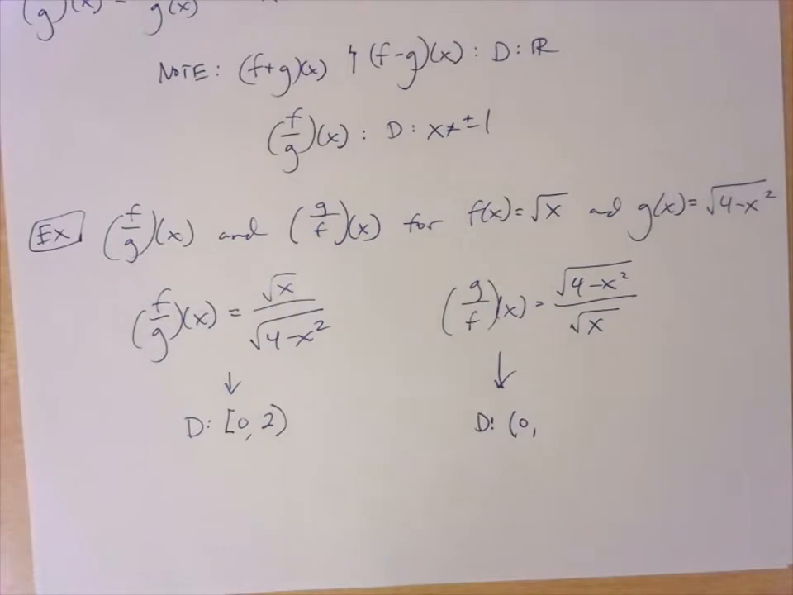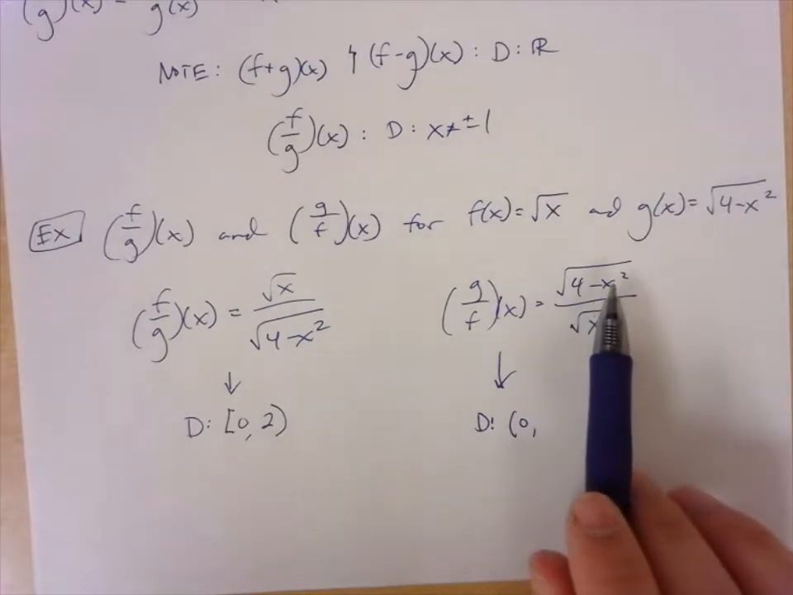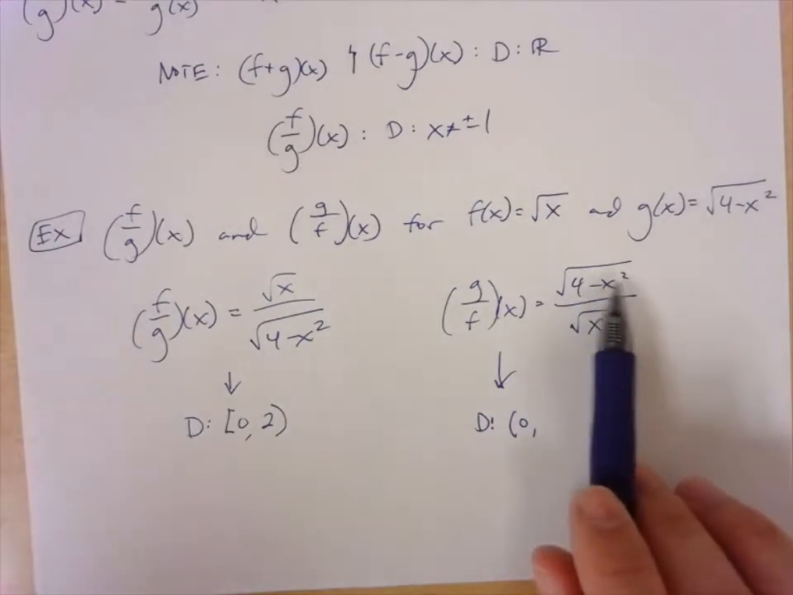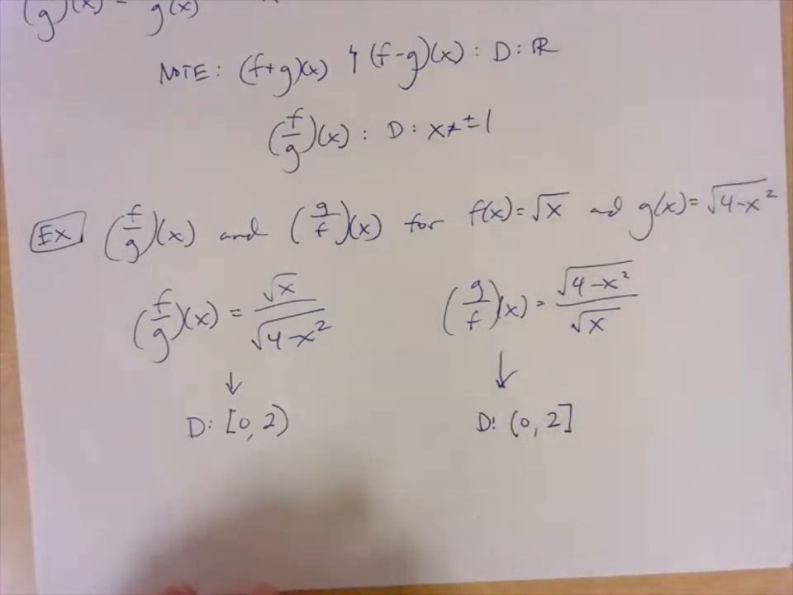And we still have to obey the top radical. The top radical can now be 0. We can include 0, but we can't be anything less than 0. We can't be a negative number. So we get to include 2 now.